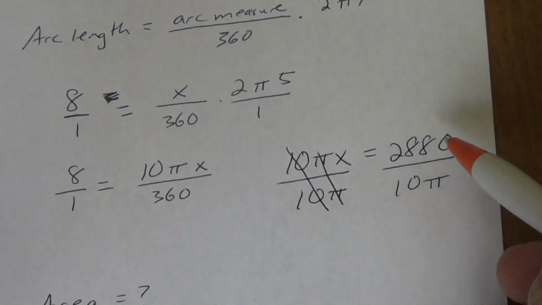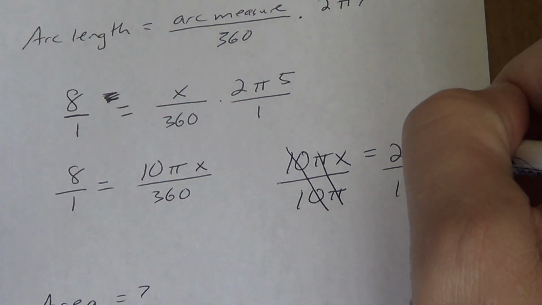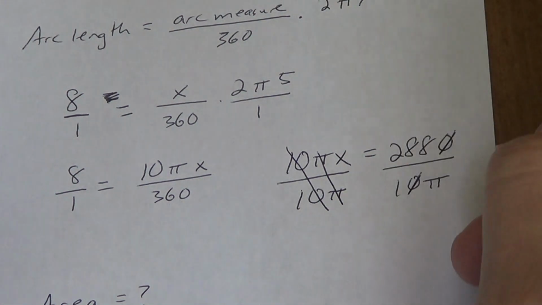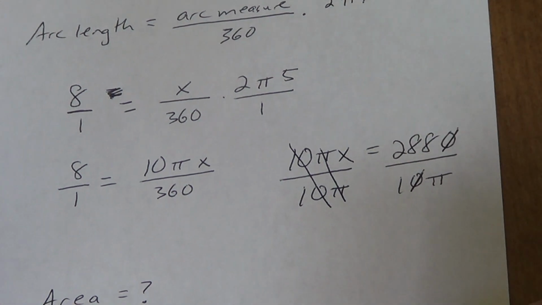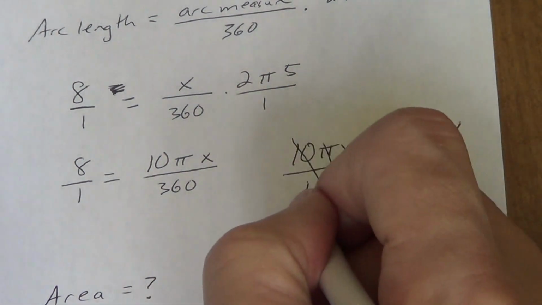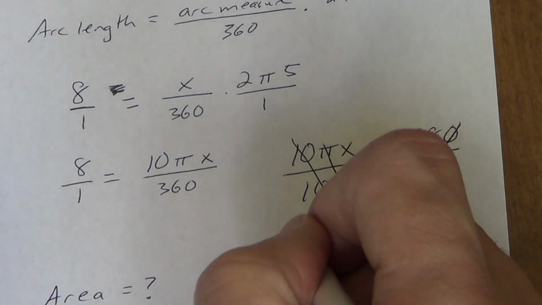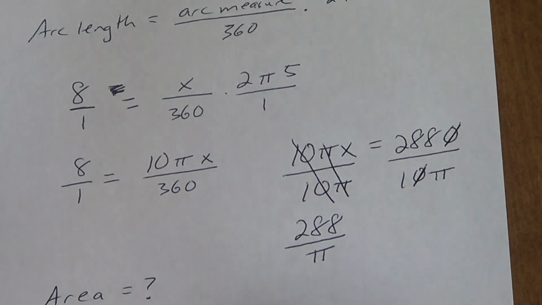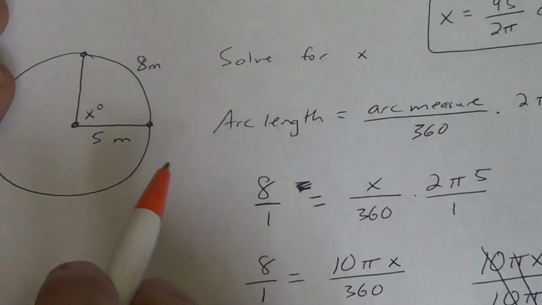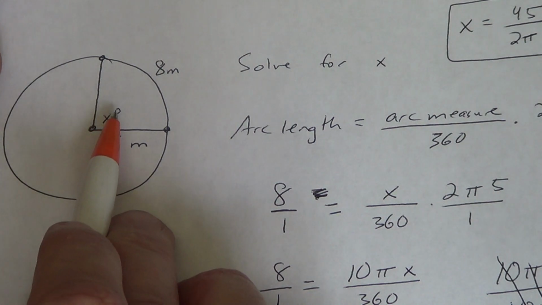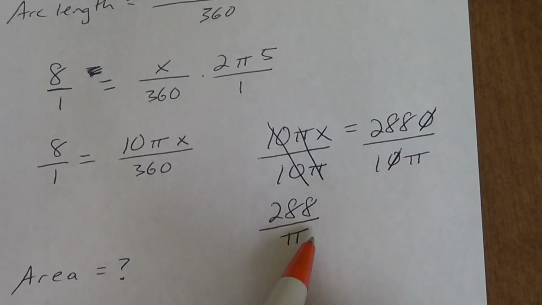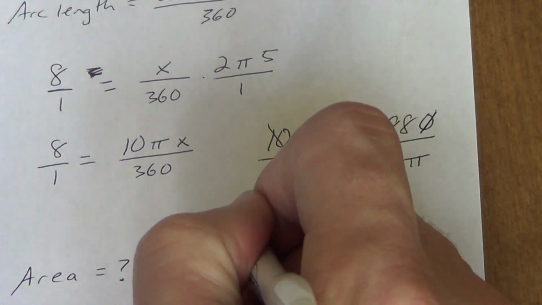We can reduce by 0 here. Cross off a 0, or reduce by 10, which is the same as crossing off a 0. All right, so I get 288. Don't write 288 pi, make sure you put 288 over pi. Now that was an angle, all right? It already had the degree symbol here, so I don't need to put it here. If you do, it's okay, but you don't need to.